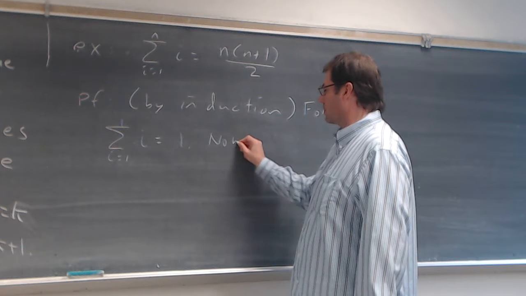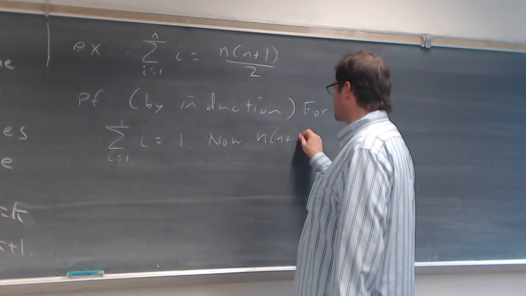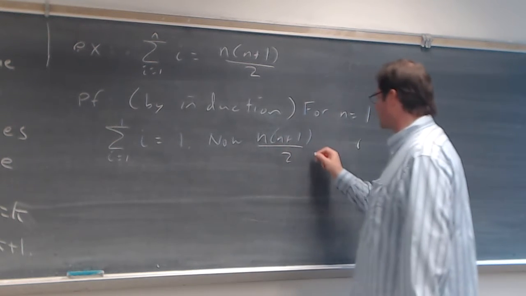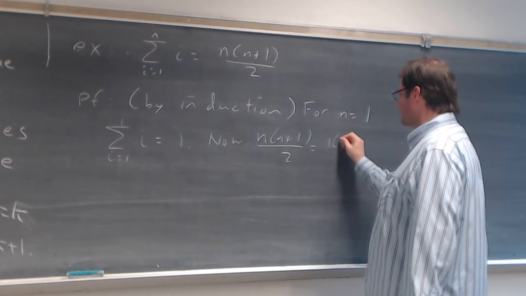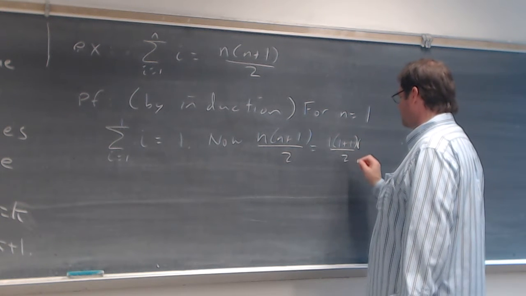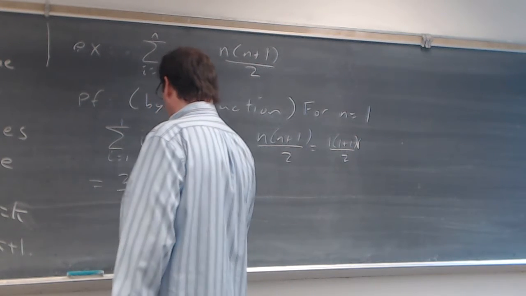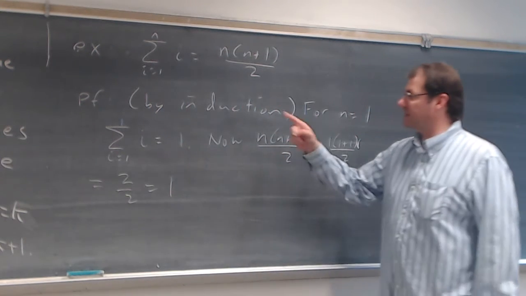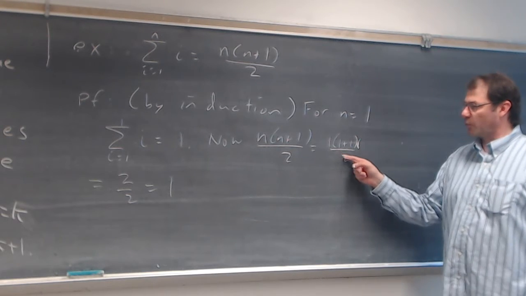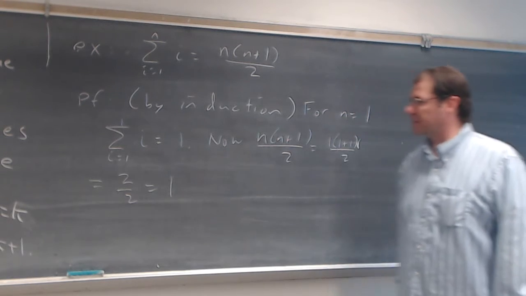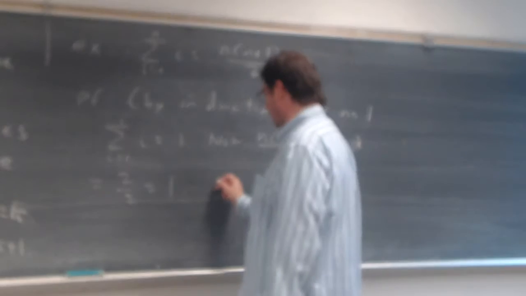Now, n times n plus 1 over 2, when n is equal to 1, is equal to 1 times 1 plus 1 over 2. And that's equal to 2 over 2, which equals 1. So you see the left-hand side of this equation is 1 when n is equal to 1, and the right-hand side of this equation is 1 when n equals 1. So the statement is true when n is equal to 1, for the first natural number.